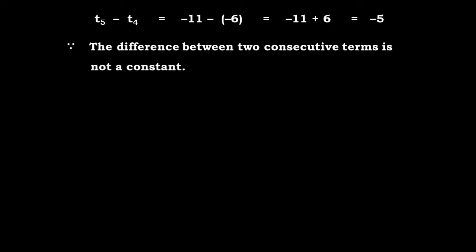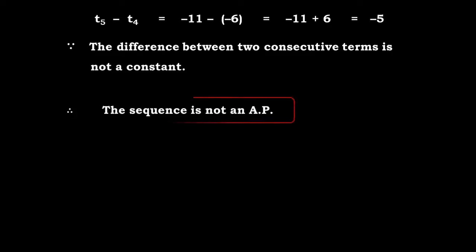So the given sequence is not an AP. It is not an AP. That means we cannot find the general term. So we have to write the answer: the sequence is not an AP.